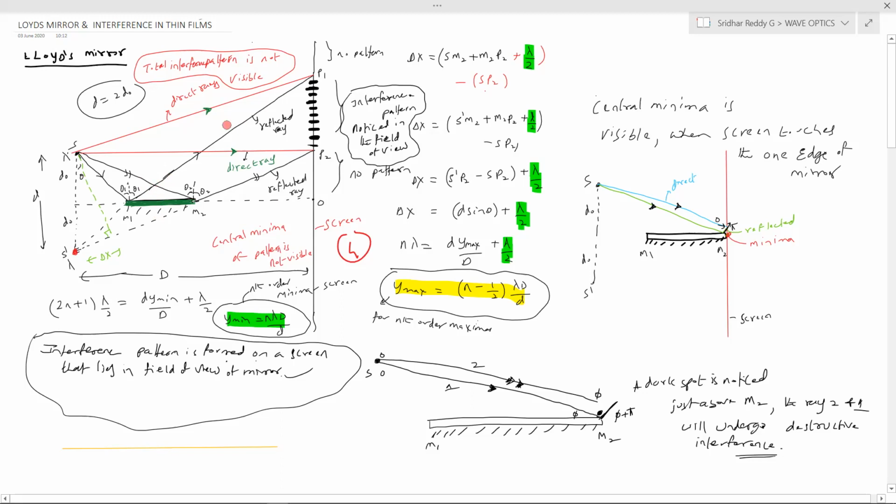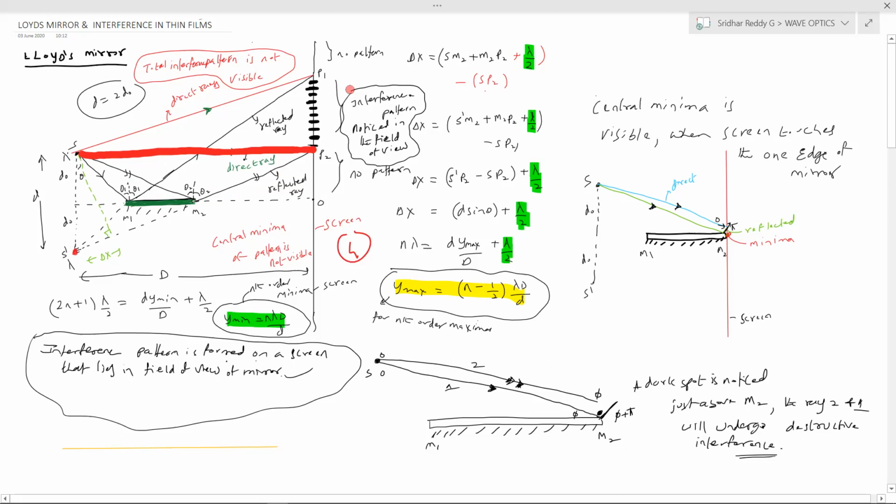Now let me consider the path difference of the rays SM2 and M2P2. Let me consider the path difference between the rays, between SP2 and S dash P2. I'll consider these two rays, ray 1 and another ray like this. Is there any path difference between these two rays? This ray will cover a path SM2 plus M2P2 to reach the screen at point P2, and a direct ray will cover a path of SP2.